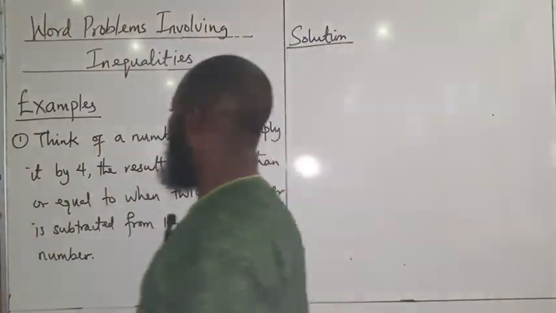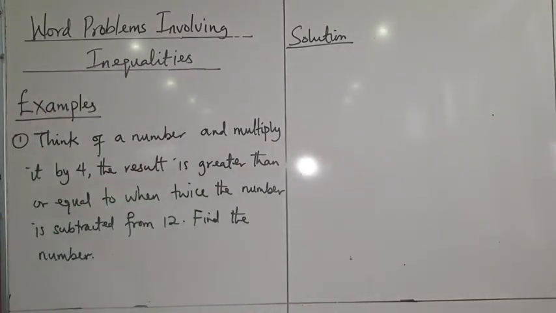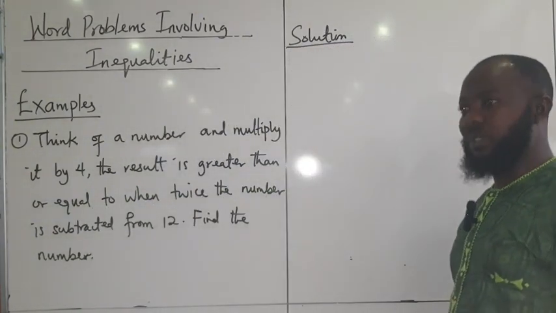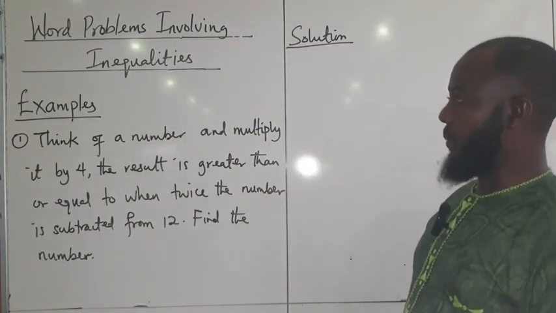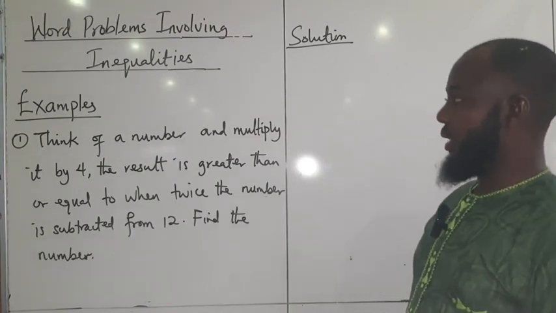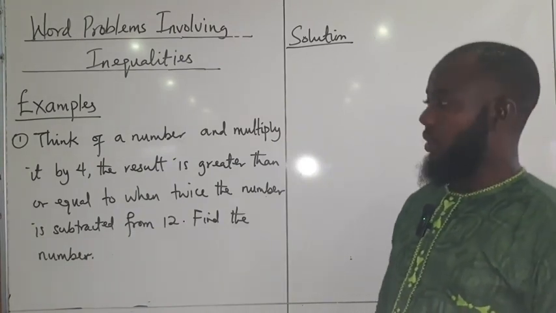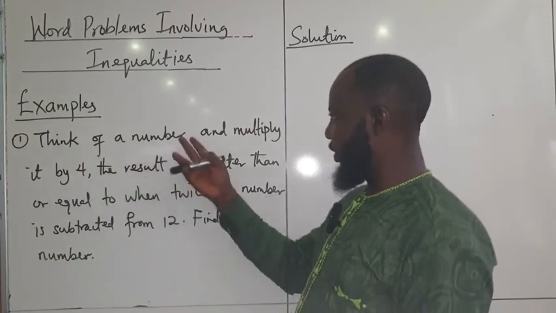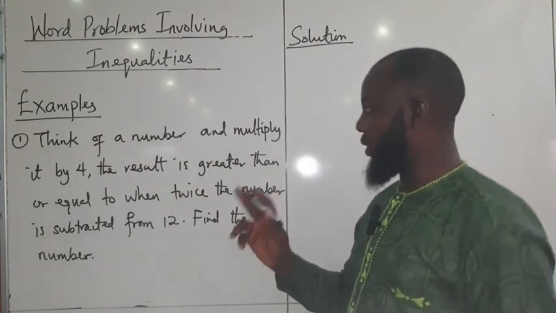So, we have the first example here. The first example says, think of a number and multiply it by 4. Sometimes the question will not talk about think of a number, it will be like a number multiplied by 4. Right? A number multiplied by 4. But here they are telling us that think of a number. So that would be the first thing you look at.